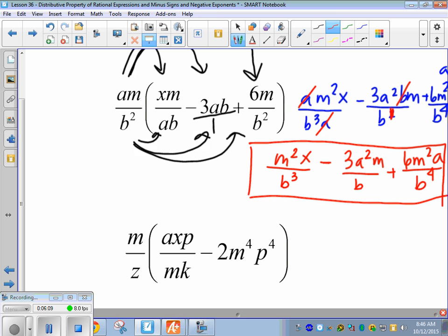Okay. Let's try this one. All right, guys. Write this one down. M over z times axp over mk minus 2m to the fourth p to the fourth over 1. Basically over 1. Yeah. Yeah, definitely.